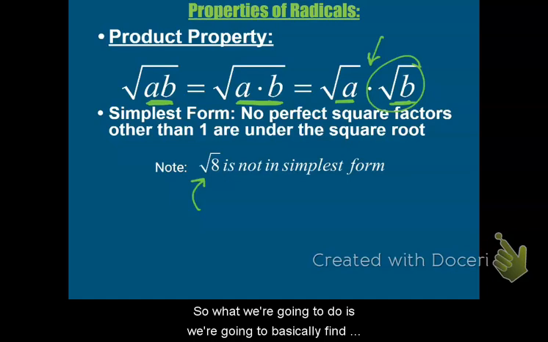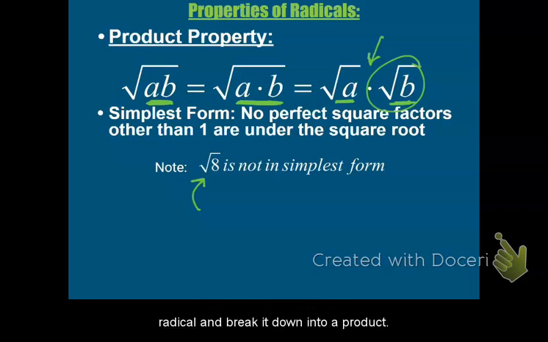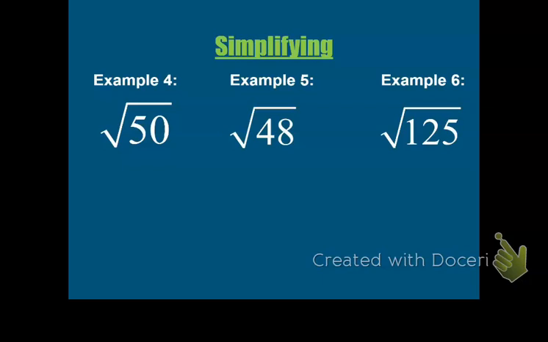So what we're going to do is basically find the prime factorization of the number that's inside of the radical and break it down into a product. That's what your A times B is. So let's see what that looks like.